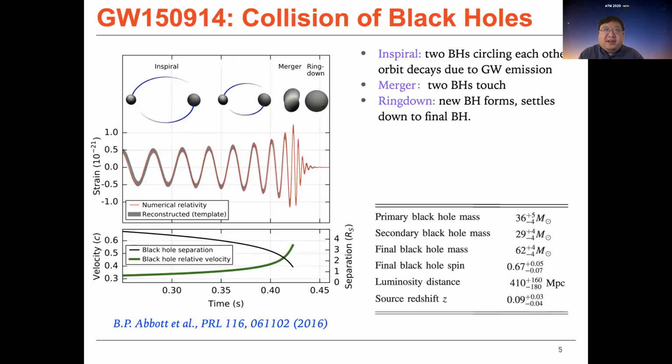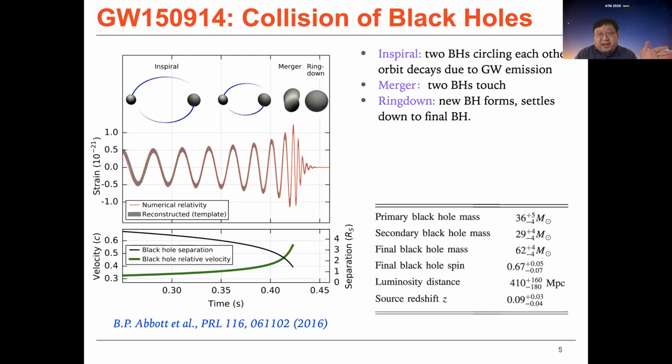So let me first briefly introduce one of the major kinds of waves that we look for in LIGO. These are the mergers of black holes. At the beginning, these two black holes circle around each other, but due to the radiation of gravitational waves, they lose energy, and then their orbit gets closer and closer.